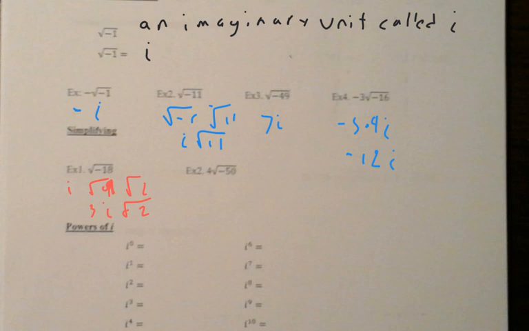Alright, so now we're looking at example 2. Simplify this one. We have our negative under the radical, and we have 4 on the outside, so let's bring that out: 4i times radical 25 radical 2. You get 4i times 5 times radical 2, and we end up with 20i radical 2.